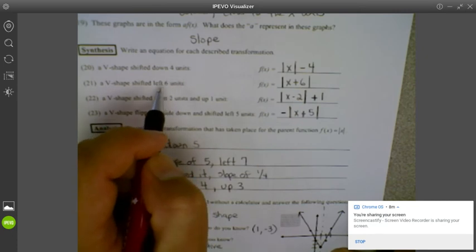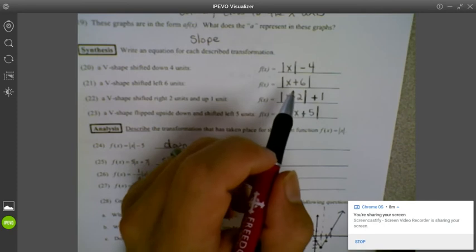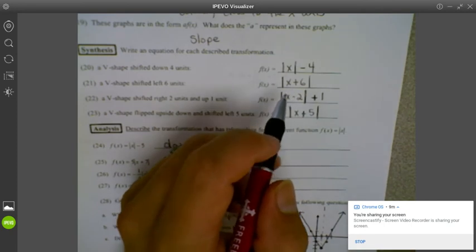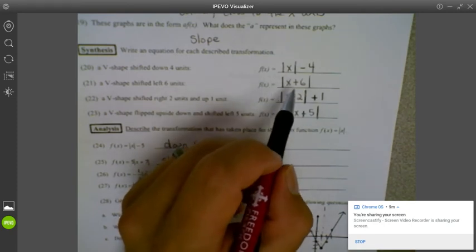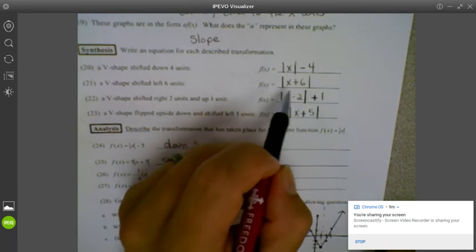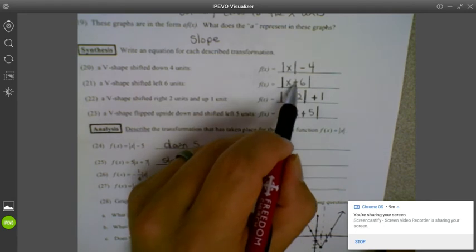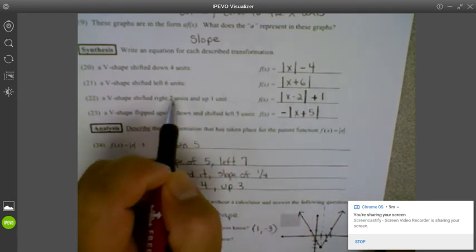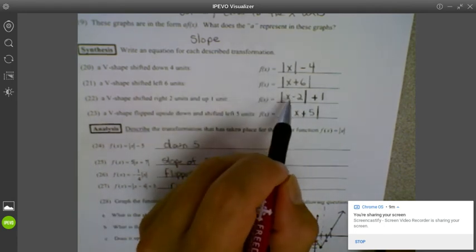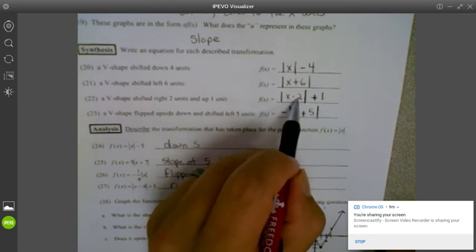If we want to move it left 6 units, then we would go inside of the absolute value bars, because remember, if you're going left or right, you want to go inside. So we would do x plus 6, because we're going to shift it left 6. So we're inside of the absolute value bars, and we add 6. If we want to shift it right 2 and up 1, we got to go inside of the absolute value bars and subtract 2. That gets us right 2.